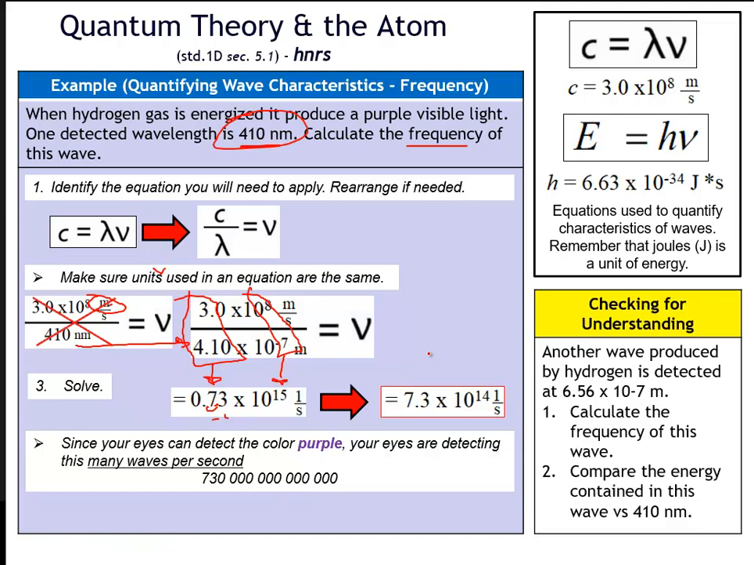All right, so you try this one out. The wave that we also described in the previous slide tells us that there's a wave of hydrogen at 6.56 times 10 to the minus 7 meters. Now, I want you to calculate the frequency of this wave and then compare the energy in this wave versus one that contains 410 nanometers. Talk about the energy, all right?